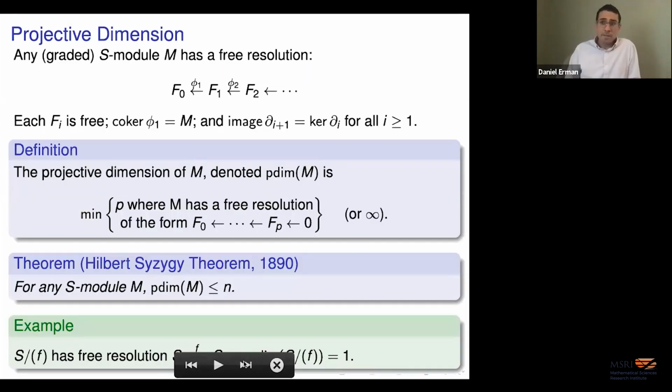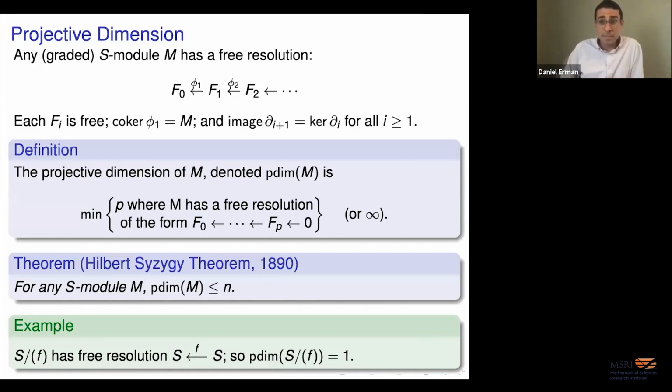So let me talk about projective dimension and the Hilbert-Syzygy theorem in a little bit more detail. We won't need a ton about this, but I'll cover a little. If you have an S-module, then you can always build a free resolution of that module. By a free resolution, what I mean is a complex where each F_i is a free module. I want to resolve the module M, so I want the cokernel of this first map to be M.